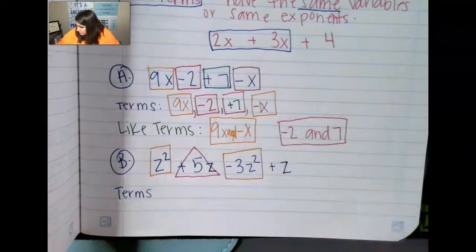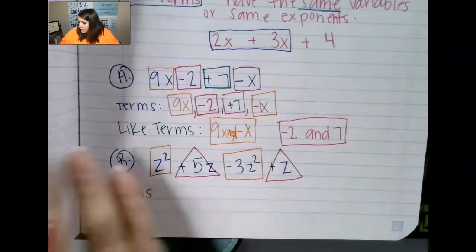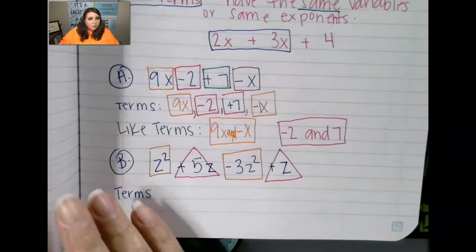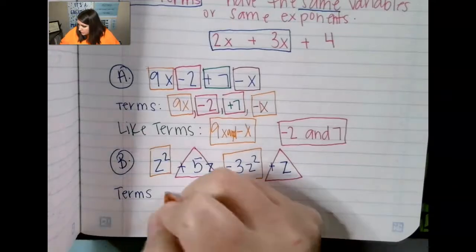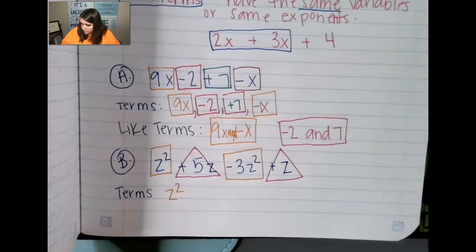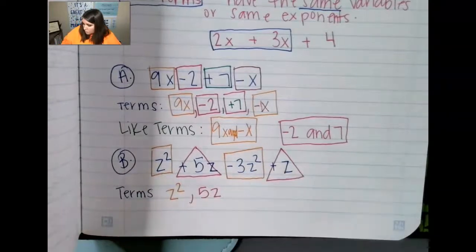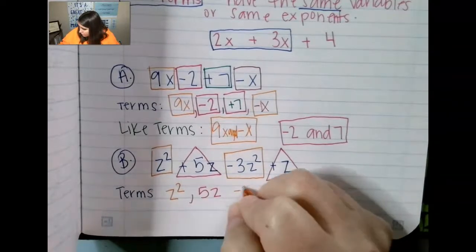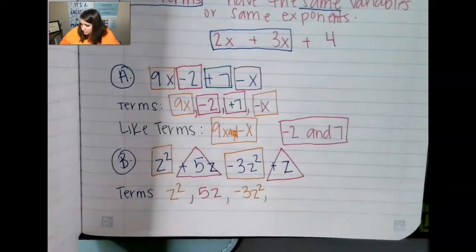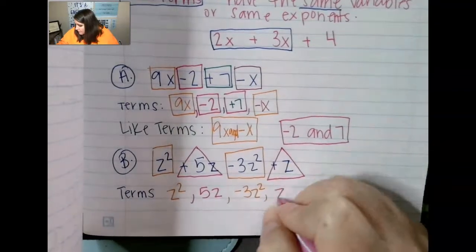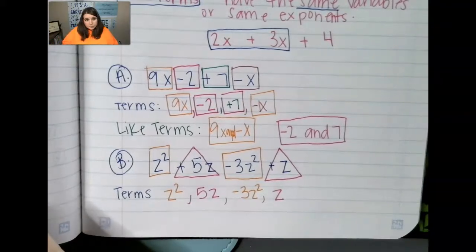5z is a term, and a +z is also a term. So the terms that we have here are z², we have 5z, we have -3z², and we have a +z. Now we're going to look at the ones that are the same.